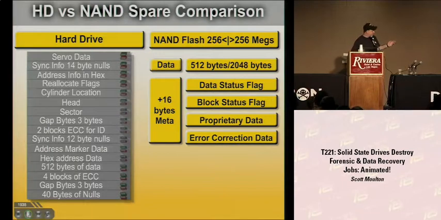We don't have some of the same stuff carrying forward, so we have a lot smaller amount of space we have to keep track of. So you have your data, which is the 512 bytes or the 2048 from that particular, and then you have your 16 bytes of data. In those 16 bytes, you'll have your service flags, you'll have your bad block status flag.